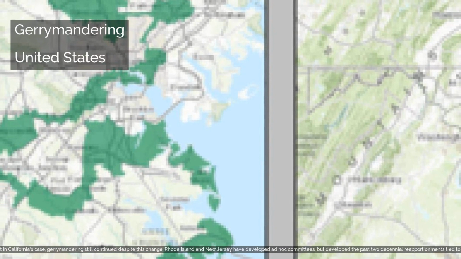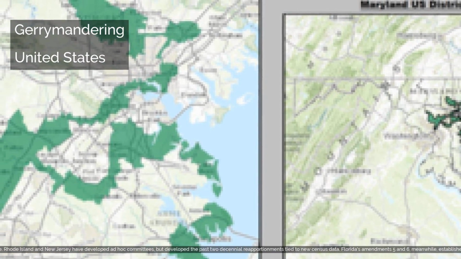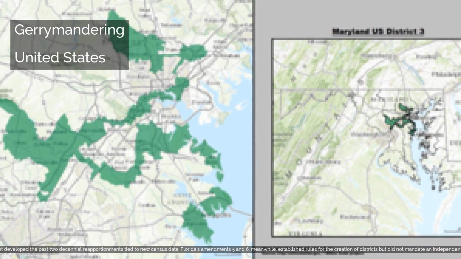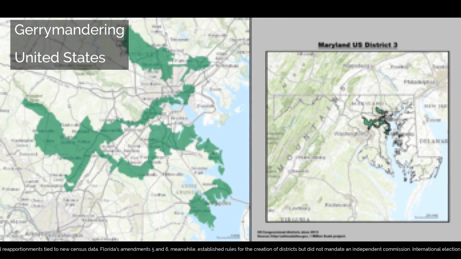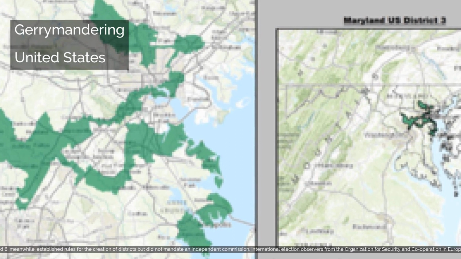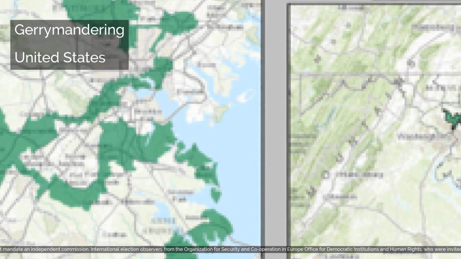International election observers from the Organization for Security and Cooperation in Europe Office for Democratic Institutions and Human Rights, who were invited to observe and report on the 2004 national elections, expressed criticism of the U.S. congressional redistricting process and made a recommendation that the procedures be reviewed to ensure genuine competitiveness of congressional election contests.